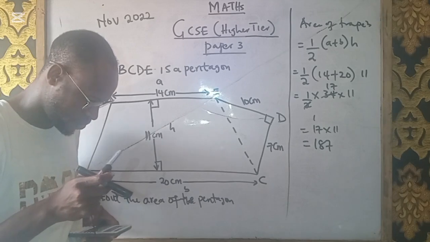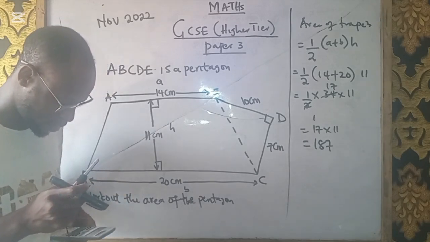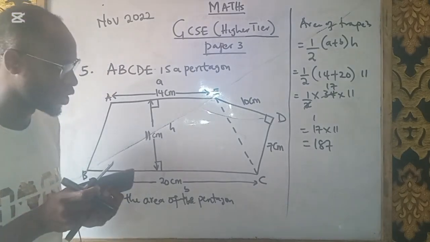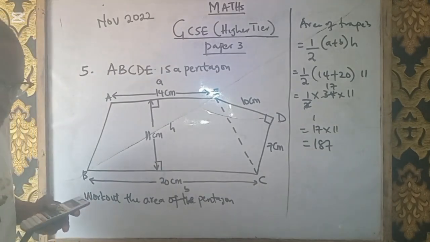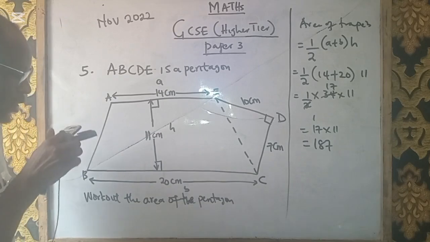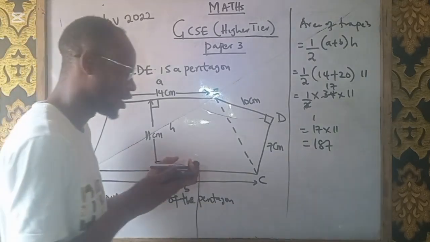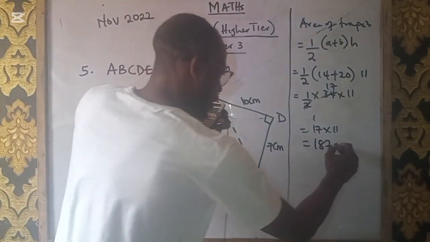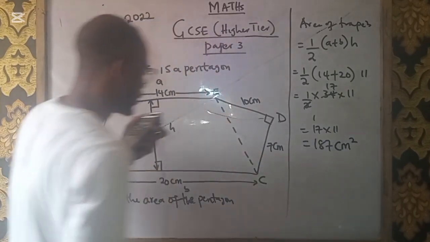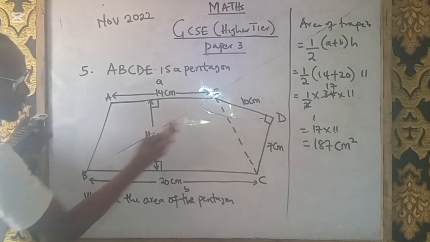All right. 17 multiplied by 11. Yeah, I'm correct. 187 centimeter squared. That's our area for the trapezium. Now we have worked out the area of this trapezium.